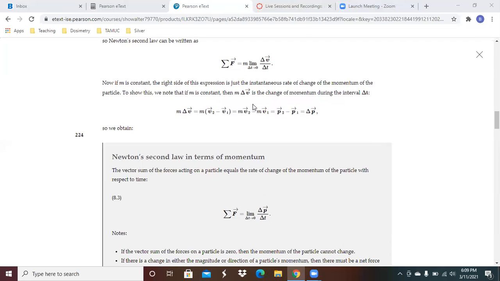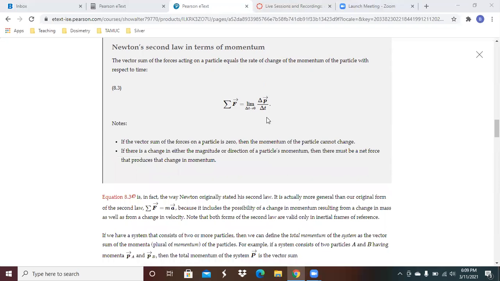So if m were constant, then we'd be looking at the change in the velocity, which is v2 minus v1. So going through and doing the multiplication here, you can see how that changes into the momentum of the second time interval, and this is the momentum of the first, and that's going to be the change in momentum. Rewriting all of that, this is what the end result comes out to be.